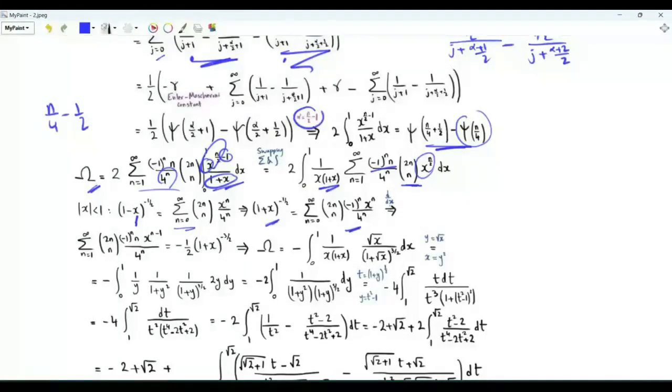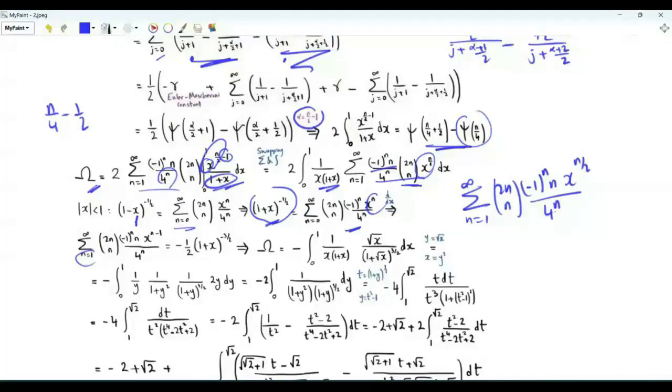Differentiating both sides with respect to x, inside the sum, this x^n becomes n x^(n−1). So we can start with n equal to 1. The derivative of this part with respect to x is −1/2 (1 + x)^(−3/2). Omega depends on this summation, n from 1 to infinity, (2n choose n), (−1)^n, n, x^n over 4^n. If we multiply both sides by x, we get x^n. On the right-hand side, we get −x/2 (1 + x)^(−3/2). To get this sum here, we replace x by x^(1/2).